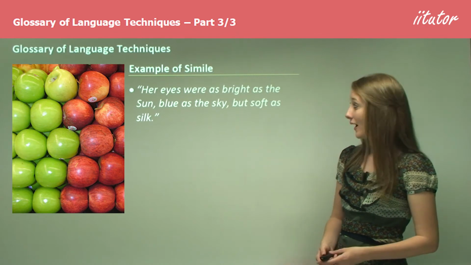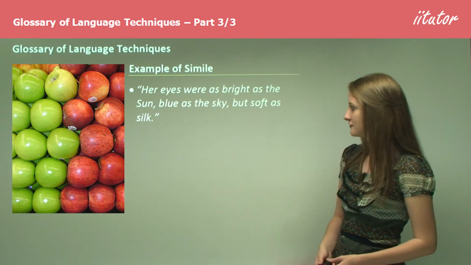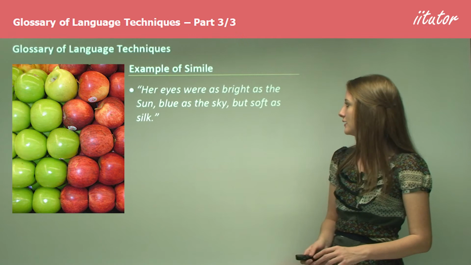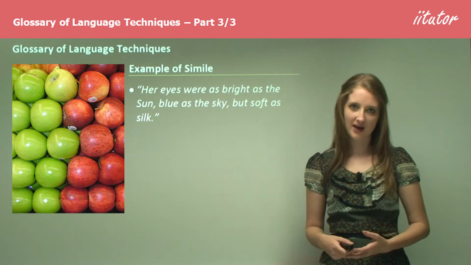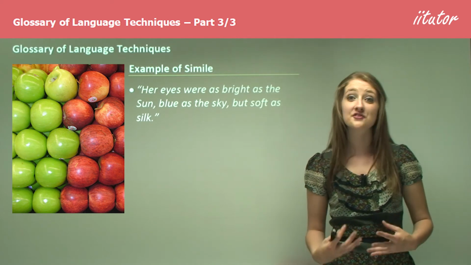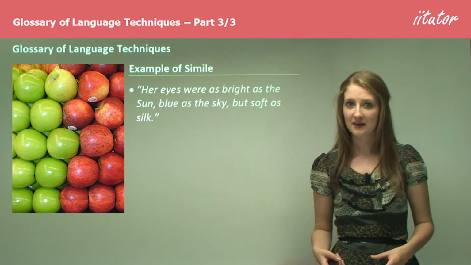So example-wise, her eyes were as bright as the sun, blue as the sky, but soft as silk. So three points of comparison there using the word as. We're really getting a really solid description of this girl's appearance.